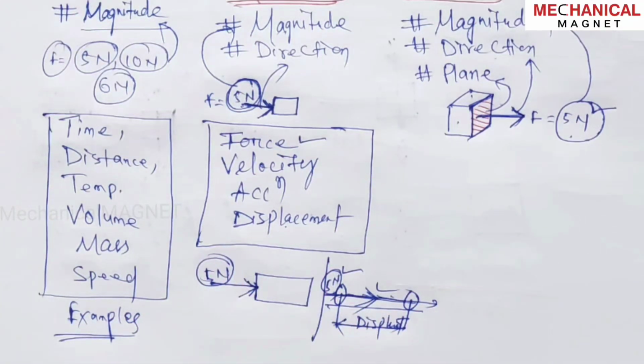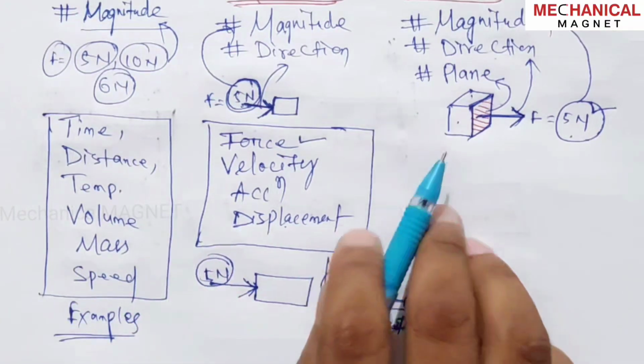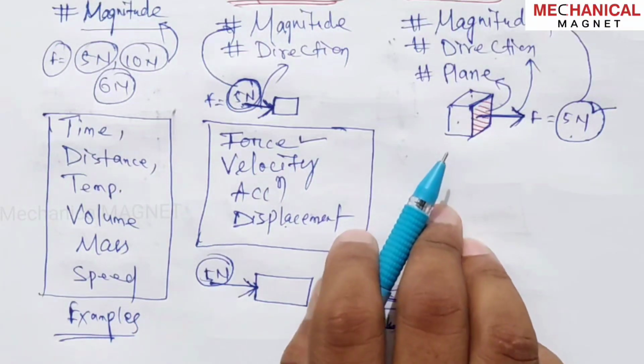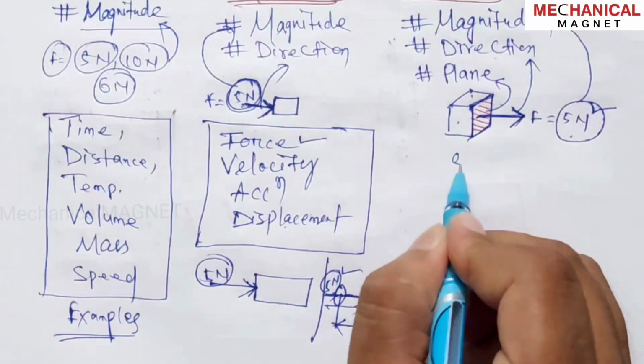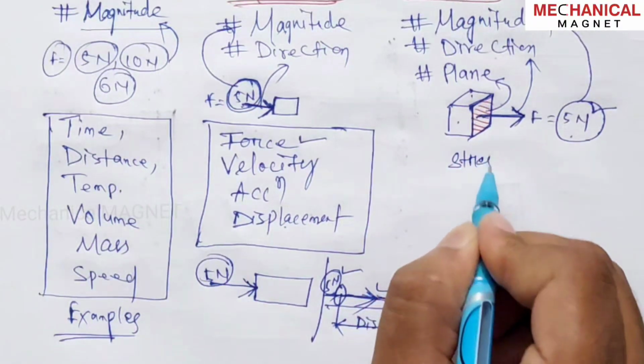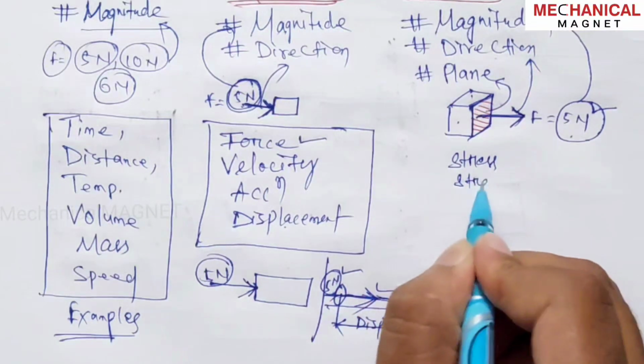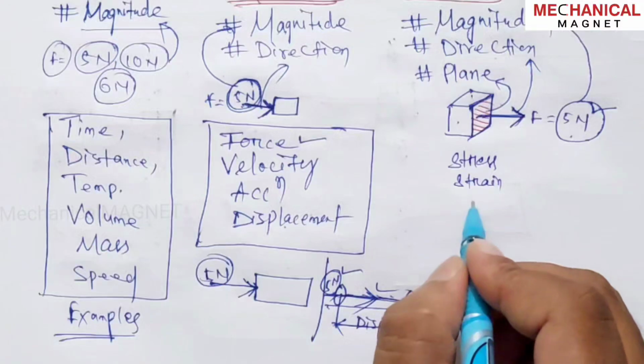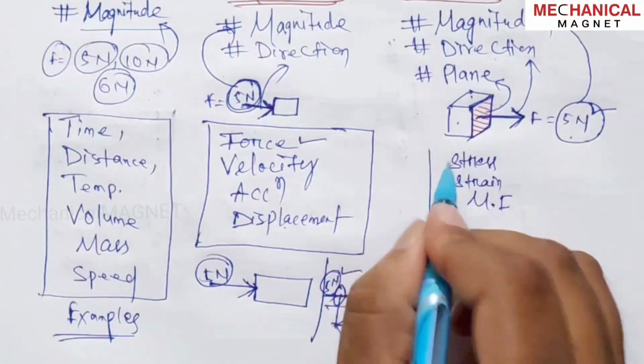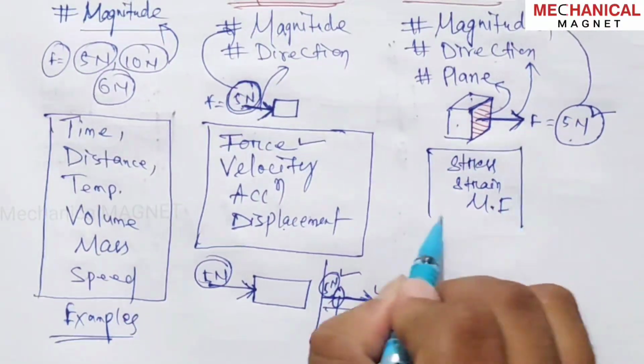Okay, another thing is, what is a tensor quantity? Tensor quantity means, for example, stress is a tensor quantity, strain is a tensor quantity, and moment of inertia is also a tensor quantity.